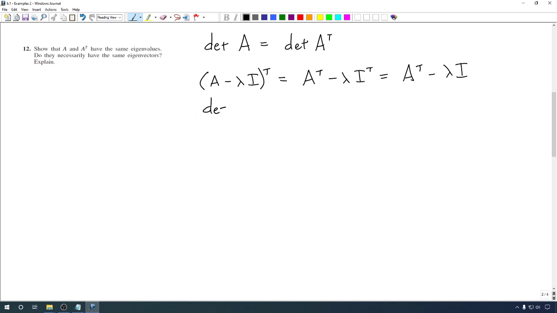And that means that the determinant of A minus lambda I is the same as the determinant of A minus lambda I transpose, so it's the same as the determinant of A transpose minus lambda I. So, in fact, A and A transpose have exactly the same characteristic equation, same characteristic polynomial. That means that they have to have the same solutions. If one of these is 0, the other one has to be 0 as well. So all their solutions are the same, so they have the exact same eigenvalues.